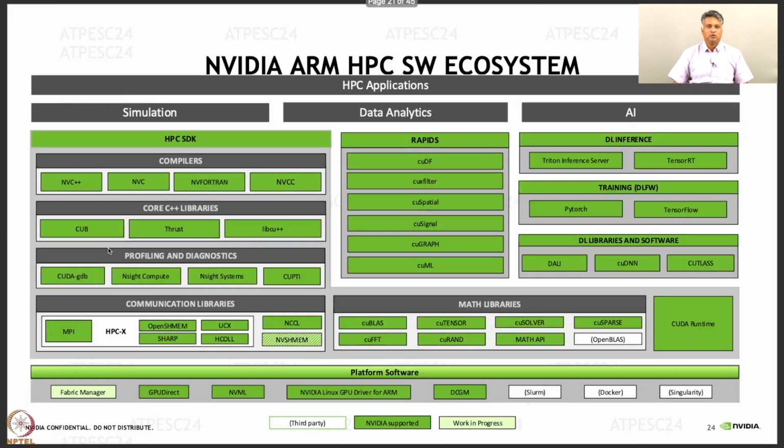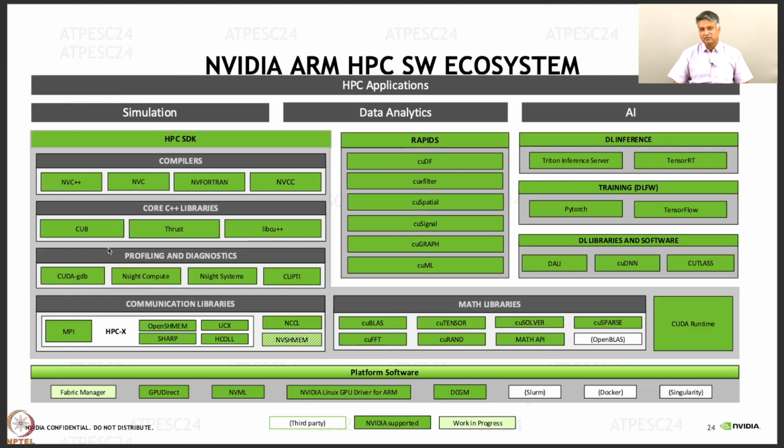The best part about this processor is that the entire Nvidia ARM HPC software ecosystem is available for it. So all the HPC software development kit, the compilers NVC++, NVC, NVFortran, NVCC are available. The core C++ libraries which are used for programming are available. You have profiling tools. You have the communication libraries for the MPI stack.